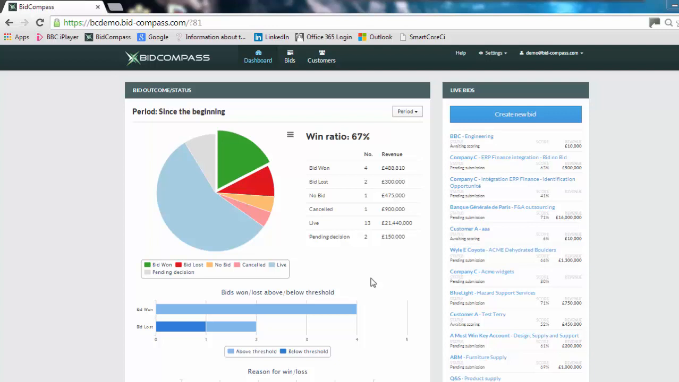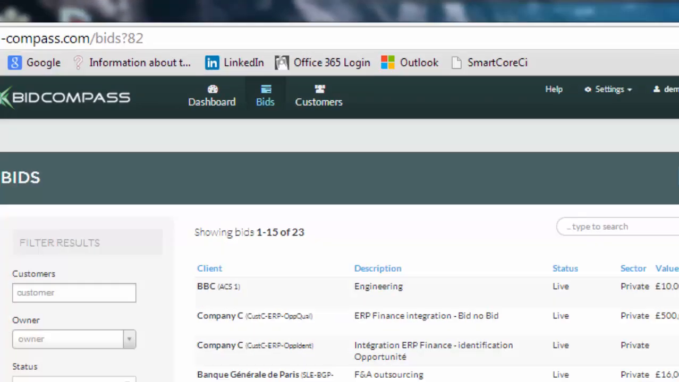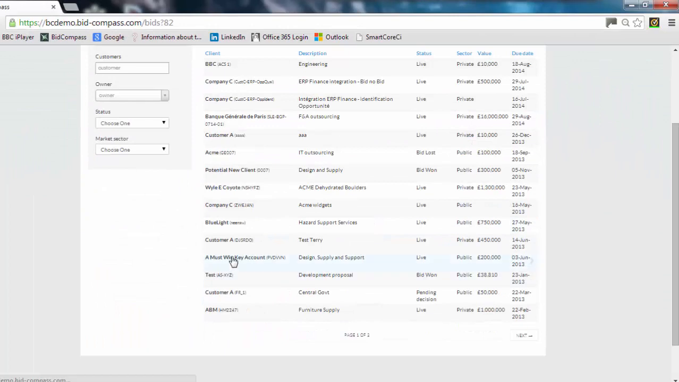Bid Compass helps with bid qualification, but also post-bid analysis, things like win-loss analysis and lessons learned. I'm going to show you a bit more about how it does that. I've gone into our bid pipeline here, and I want to zone in on this particular bid.